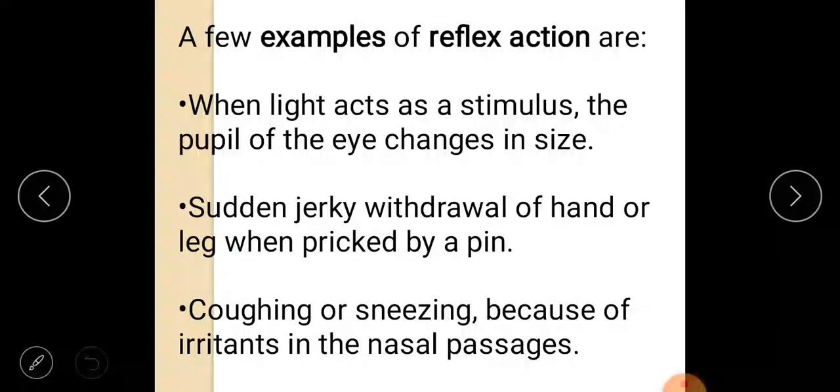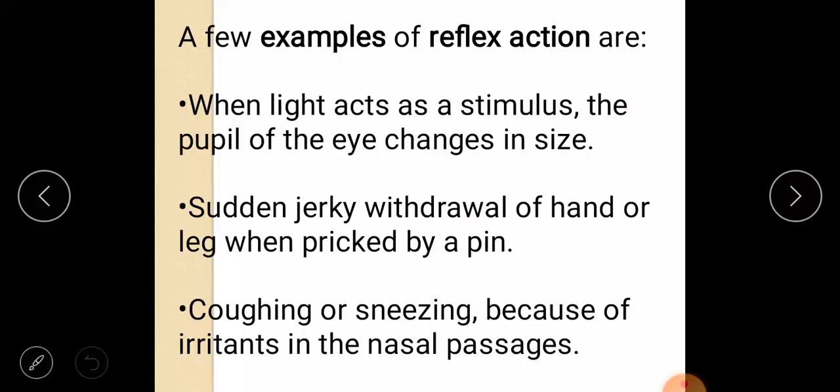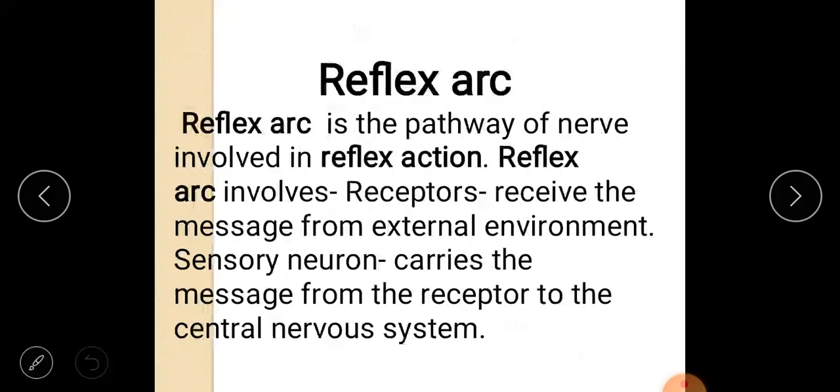When light acts as a stimulus, the pupil of the eye changes. When you go into bright sunlight, what happens? You'll find that the pupil shrinks. When you come back into the room, it expands again. People never ask you what to do, so again, it's a reflex action. Sudden jerky withdrawal of a hand or leg when pricked by a pin, coughing, sneezing, yawning, these are again examples of reflex action.